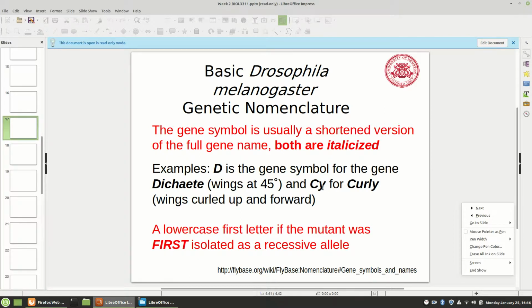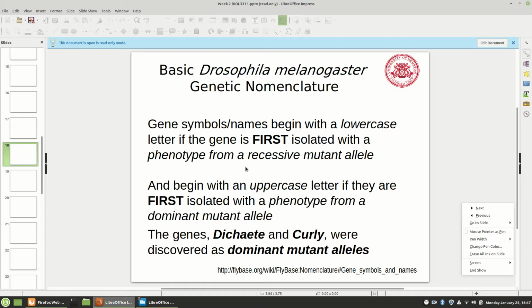So curly or CY, this is the abbreviation. This is the full name of the mutation. It uses a lowercase first letter if the mutant is first isolated as a recessive. All right, so remember, if it's recessive, it's going to be a little d. If it's dominant, it's going to be a big D. All right, just more of the same. Just make sure you remember how to do these and how to write it in your paper.